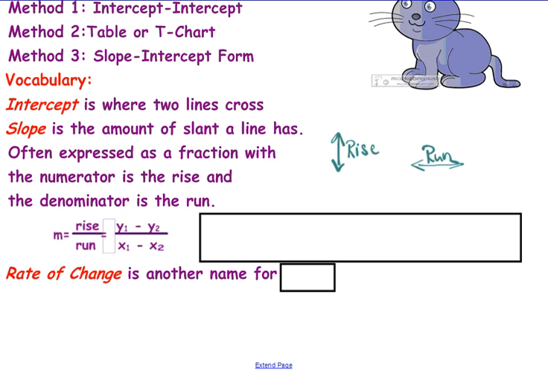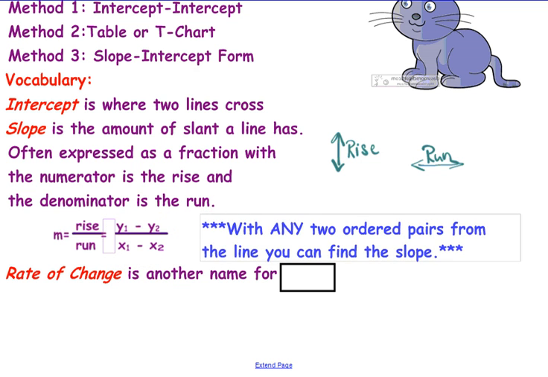Now, the important thing about slope is that we can find the slope with any two ordered pairs from anywhere on the line. Okay? That's a very important concept. Obviously I changed it in blue. It's got stars all over. This is an important concept. And the words rate of change is another name for slope. So if I use the word rate of change between 2 points, you better be thinking slope. Right? This is very important vocabulary.